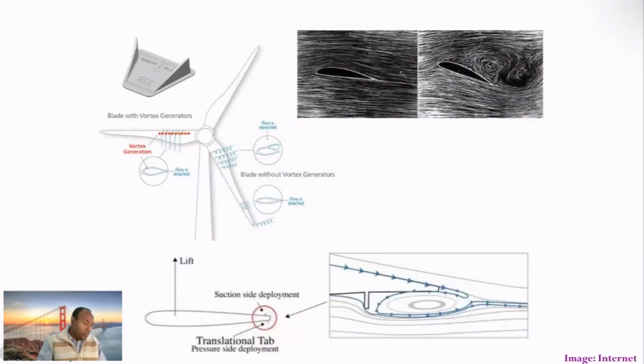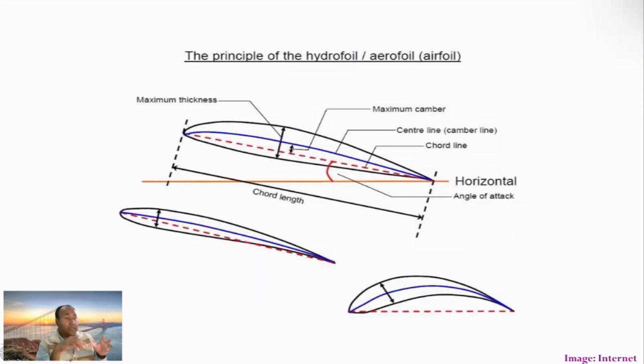So what one has to do while designing is take this into account and design some kind of control mechanism so that these separations can be minimized. This is again the aerofoil nomenclature. We will talk about this in more detail after talking about the momentum theory. But you can see how the aerofoil looks.